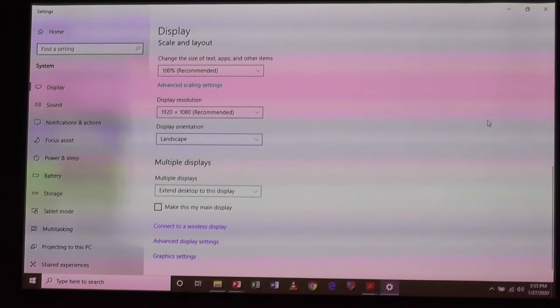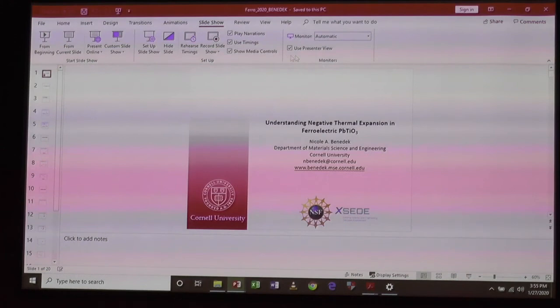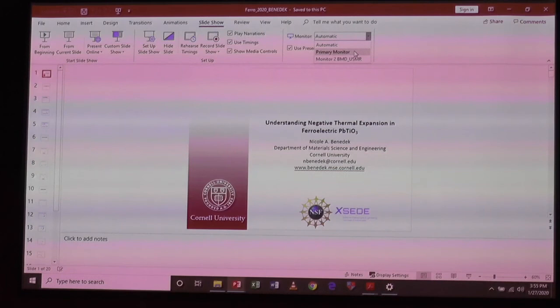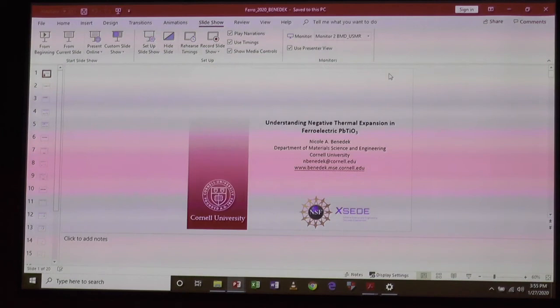Not sure what he does. What if you choose the second thing there? Then it's going to show, I think. We don't need it on here, really. What if we go down and choose this to be monitor 2? Yeah, but then I'm not sure it's going to show on the screen, or is it? We can try that.